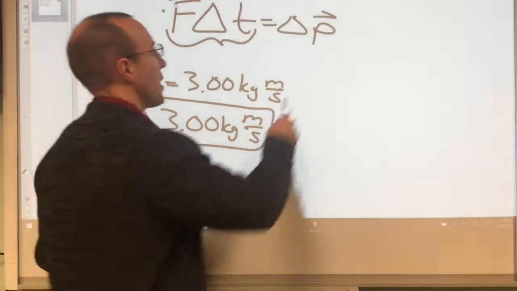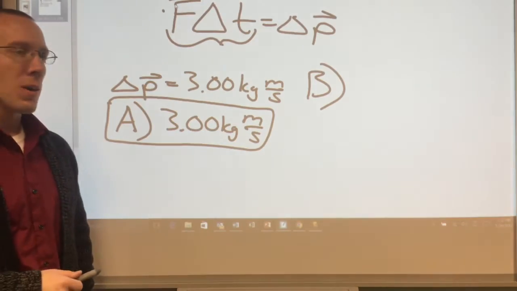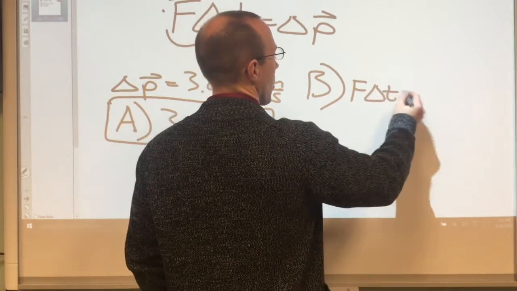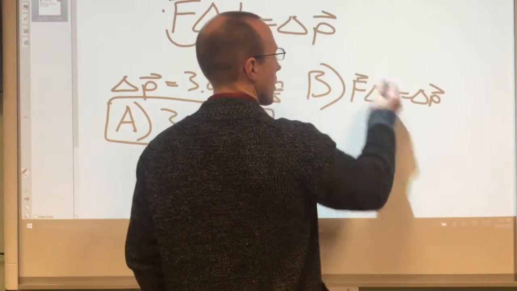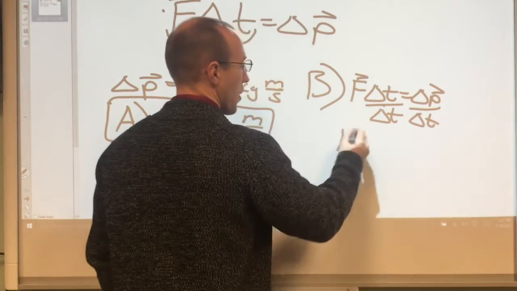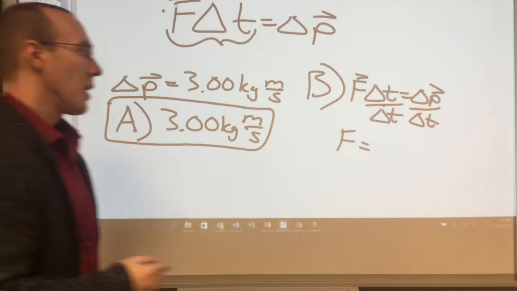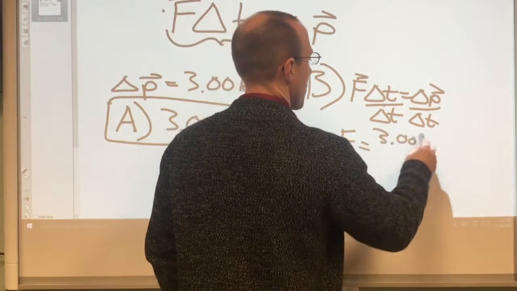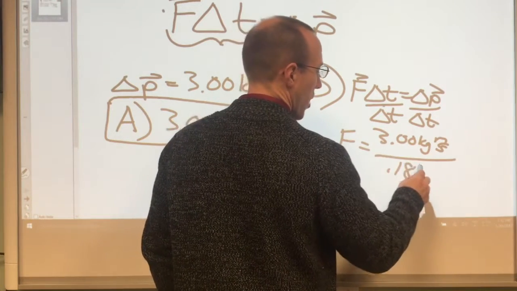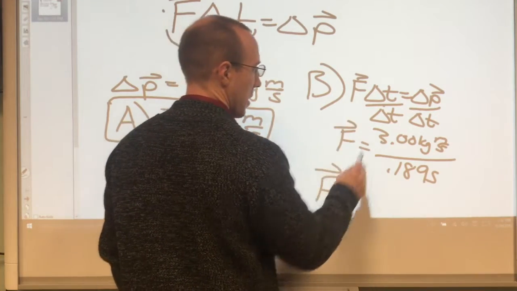The second part is B, where it says, what is the average force? Don't let words like average throw you off, okay? When we're solving for the average force, it means we're just solving for the force. So we're going to divide each side by t, right? And that will give us F equals P over T. And that is 3.00 kilograms meters per second divided by 0.189 seconds, I think, if I remember correctly.